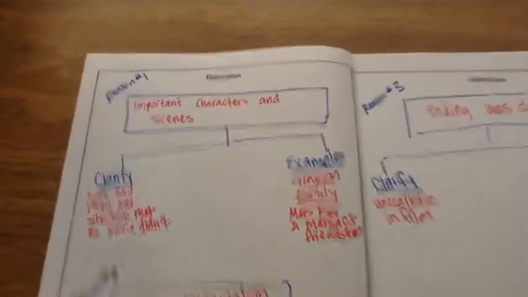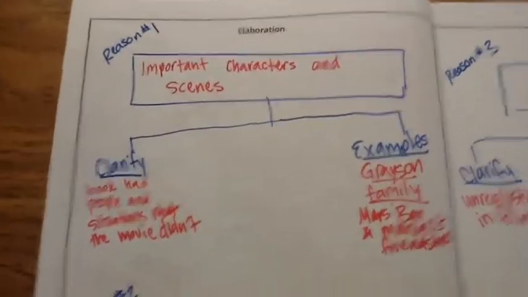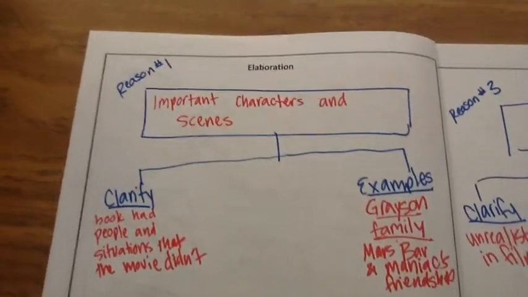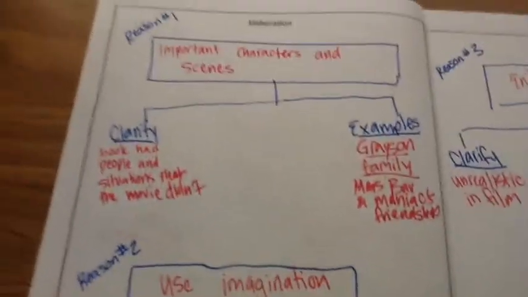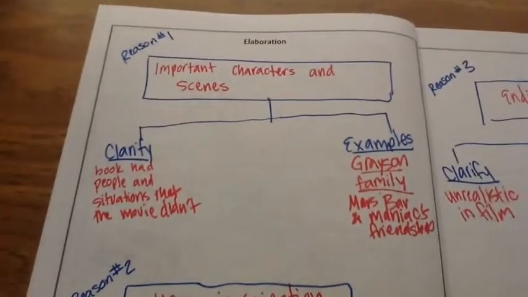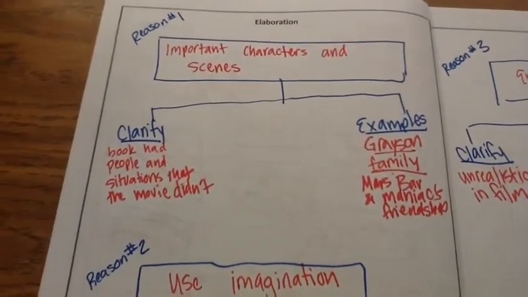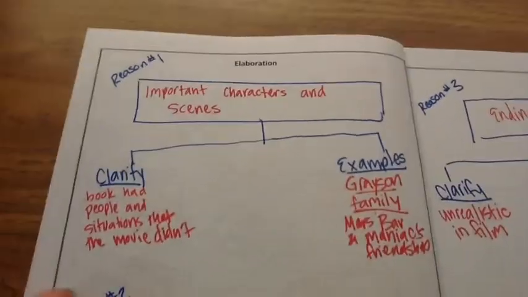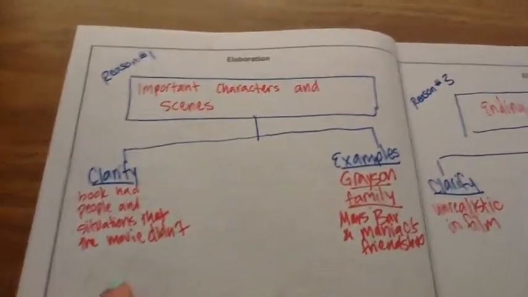If I talked off the map, I could say, for example, one of the reasons that the book was better than the film was that the book had important characters and scenes. Let me do that one more time. So the first reason I would say, or if I talked off my map, I could say, one reason the book was better than the film is because it had important characters and scenes. In other words, the book had people and situations that the movie didn't.